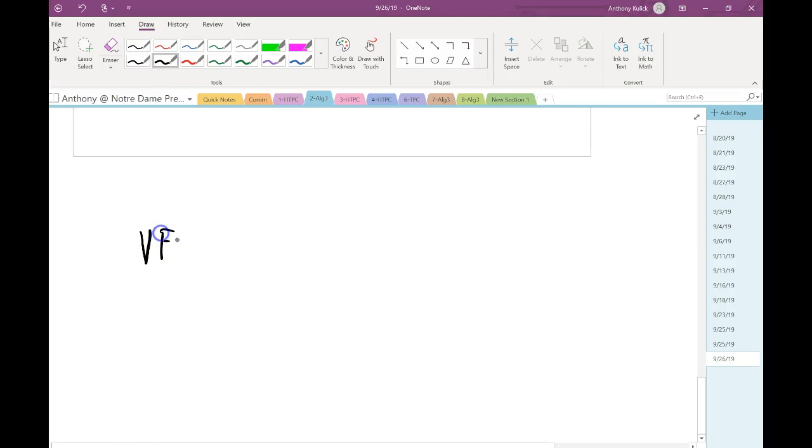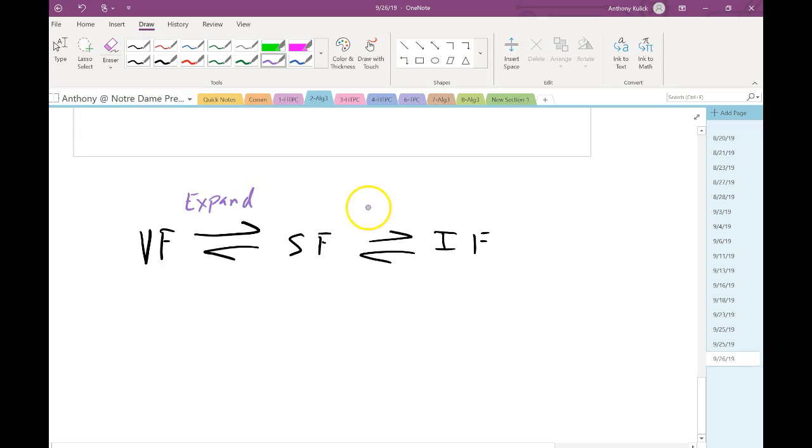So we were interested in being able to move between these different forms of quadratics. So we said to go from vertex form to standard form, we expanded. To go from standard form to intercept form, we factor. To go from intercept form back to standard form, we FOIL. To go from standard form to vertex form, we're going to do something called completing the square.